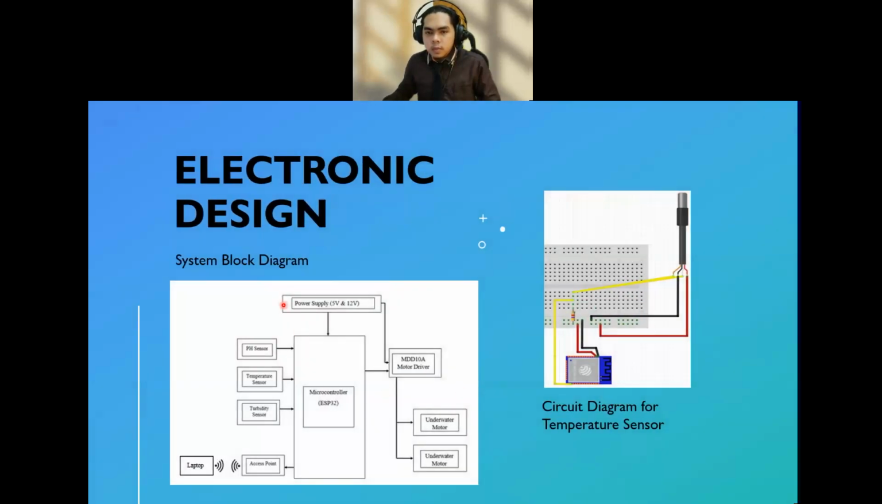This is the system block diagram of my system. The microcontroller will receive supply from the 5V and the 12V supply will supply the motor driver and underwater motor. The sensors will collect data and then send the data to the microcontroller and give it back to the access point, and it will be received in the IoT platform, which is Tingle IO. This is the circuit diagram for the temperature sensor.